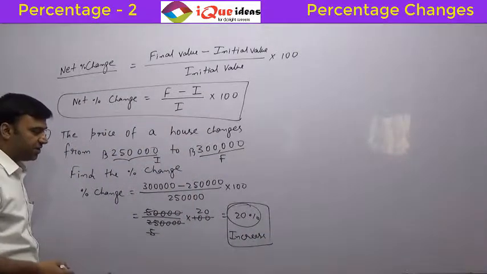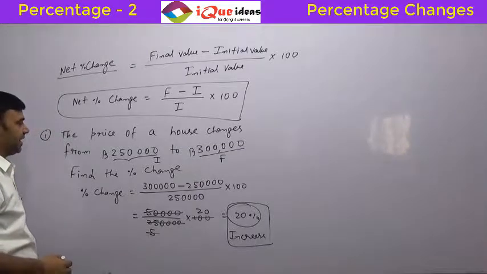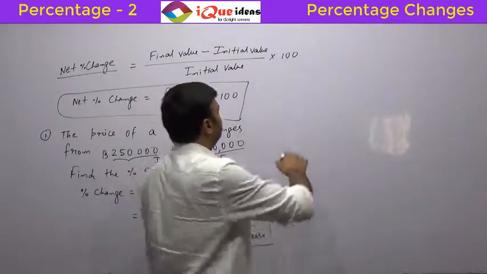That means there may be a situation in which a decrease happens. Okay, so first let's take some more examples.